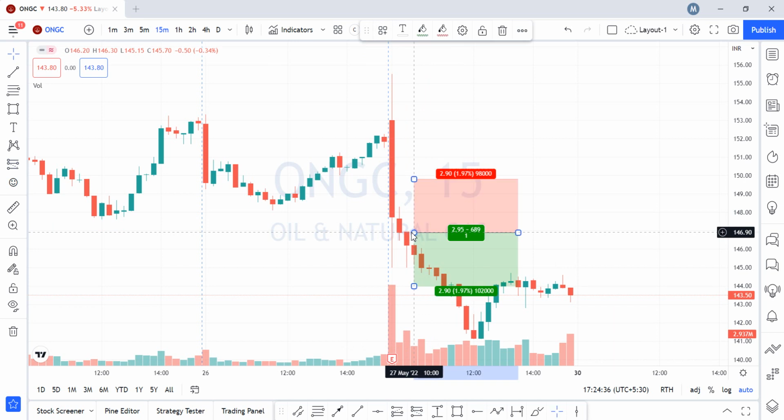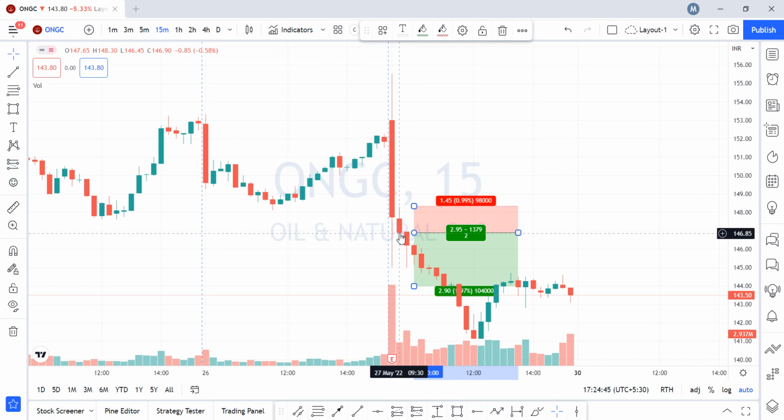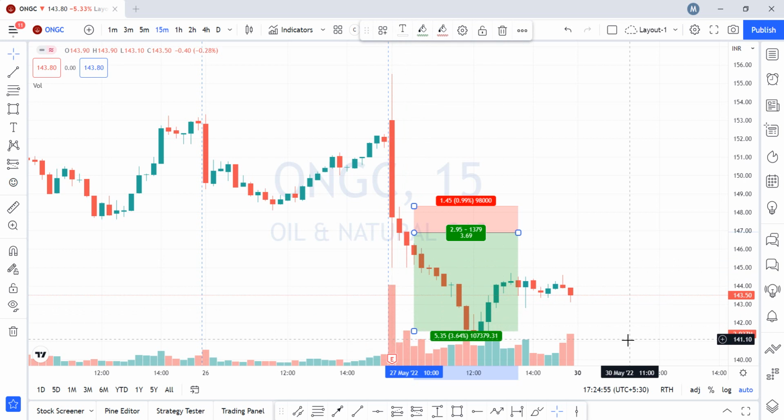Let me put my entry over here. Again, I am keeping my stop loss just above this 15-minute candle. If this much price goes against us, enough, we will exit gracefully, accept our loss, and look for another trade. If you see, 1:3 risk to reward ratio. So if you are trading with this kind of risk to reward ratio, you would need accuracy somewhere around 40% to be a profitable trader. As simple as that. All right, let's look for one more example.